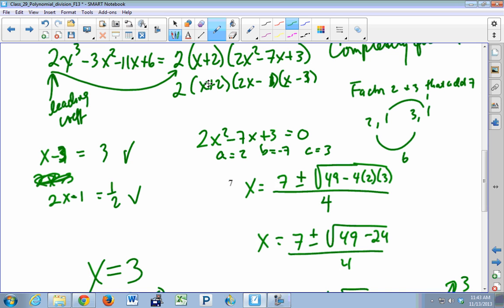Because if you multiplied this all out, x times 2x times x, right? Well, let's see. Did I do that right? 2x. That would give you a 4x cubed.